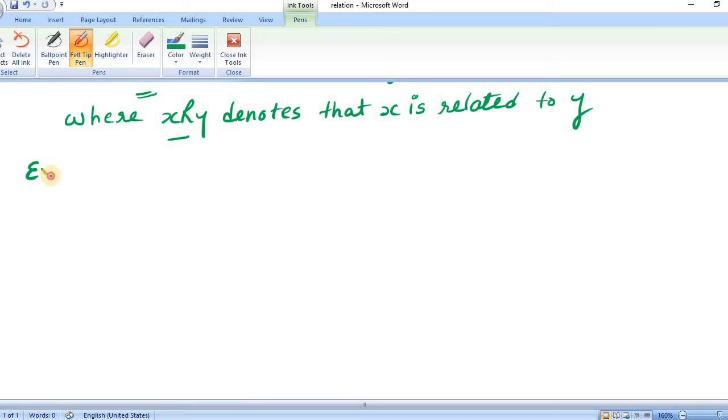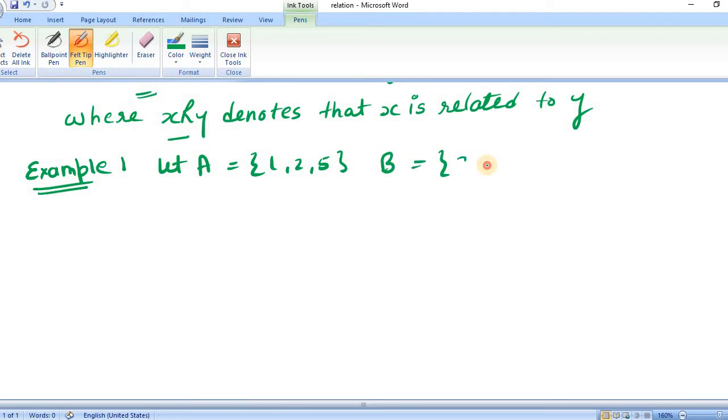In the previous lecture, we had already discussed what is the Cartesian product. So let me show you example number 1. Let there be a set A with elements 1, 2 and 5. And there is another set, let's say B, with elements 2 and 4. Right. Before we define the relation, let us calculate the Cartesian product, which is A cross B.